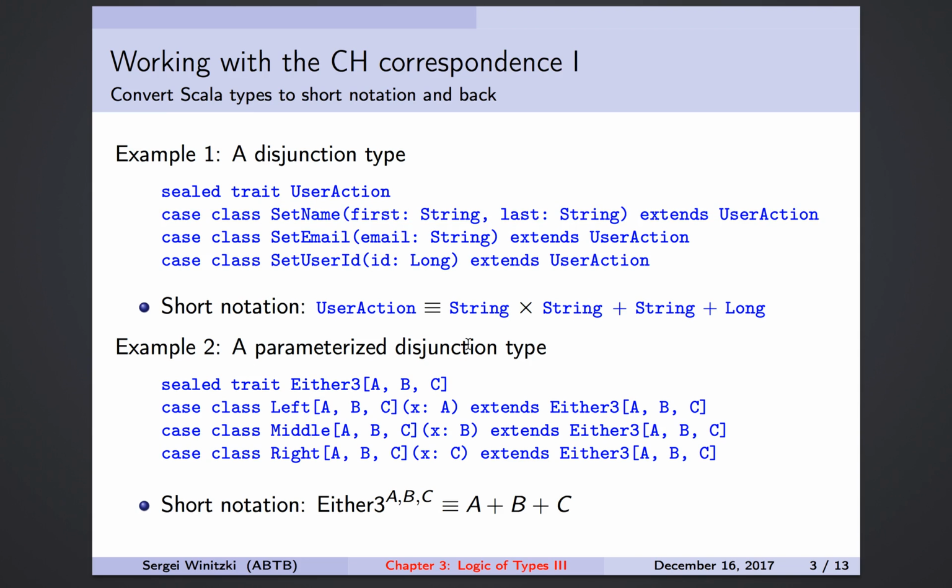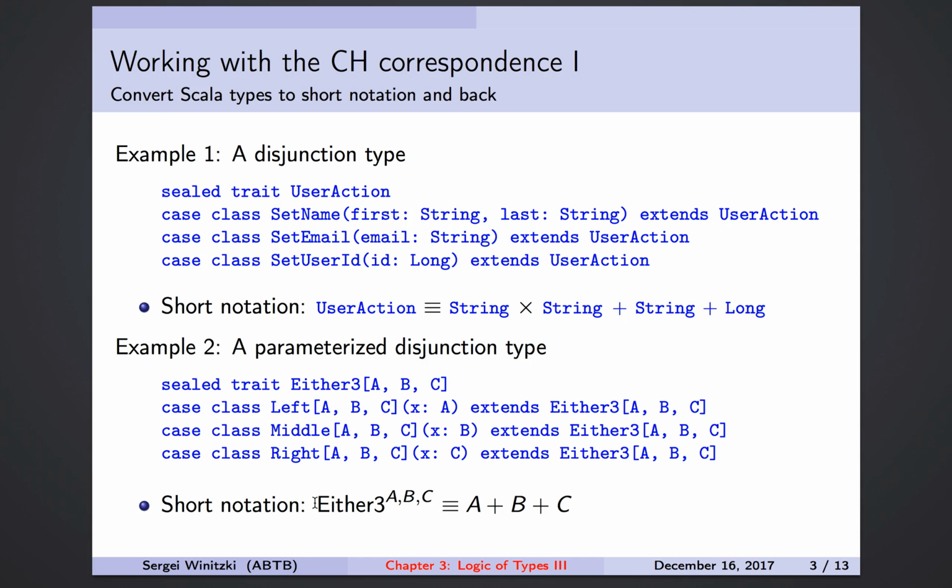As a second example, consider a parameterized disjunction type, which I called Either3. So it's a disjunction of 3 possibilities: left, middle, and right. And this is a very simple generalization of the Either type. So the short notation for it is like this. It is just a simple disjunction of A, B, and C.